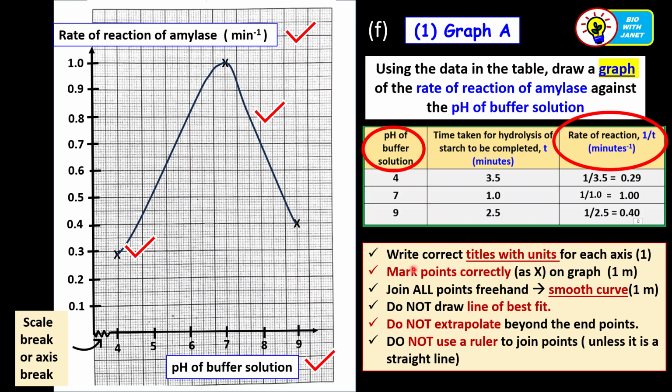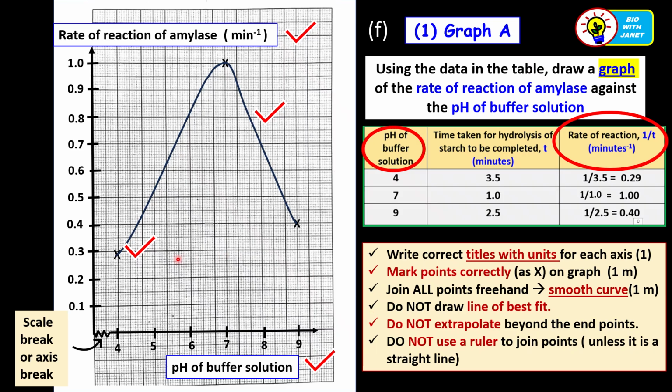So to repeat, if you look at the points here, write the correct titles with units for each axis. The title is rate of reaction of amylase, and then in brackets the units, per minute, and pH of buffer solution. Follow exactly the titles given in the question here.